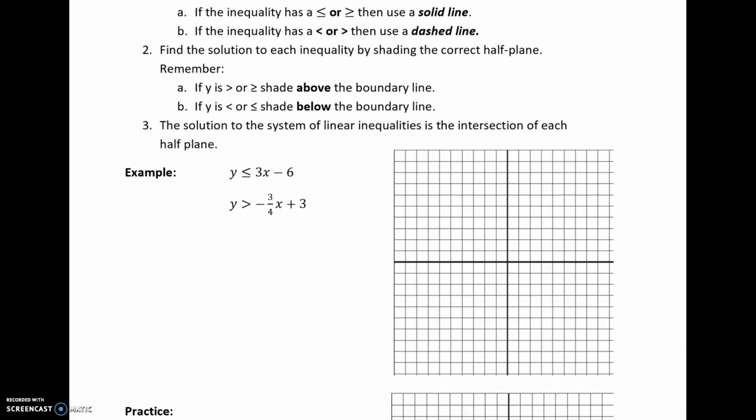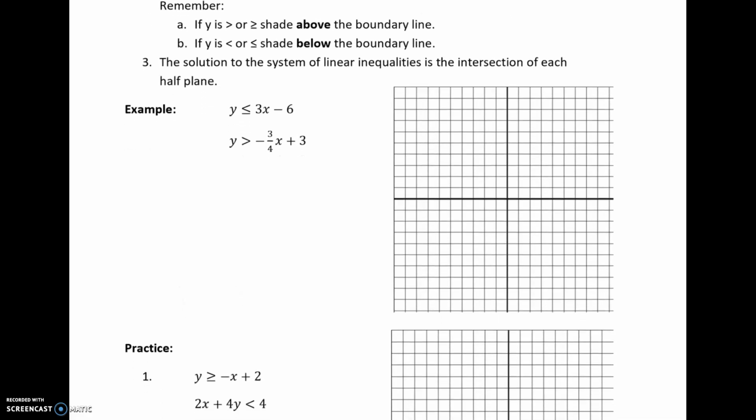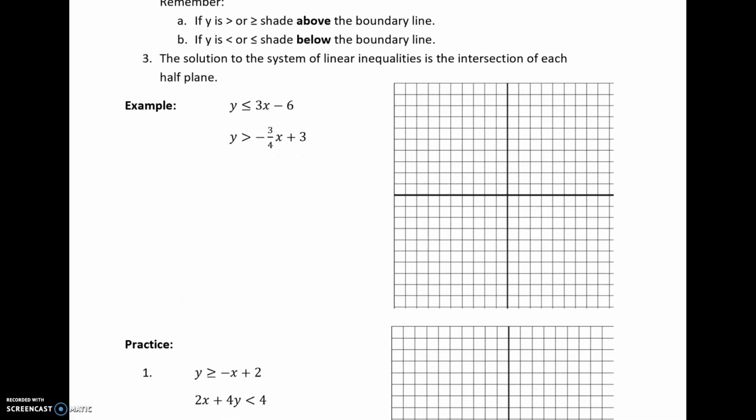If y is greater than or equal to, we'll shade above. If it's less than or equal to, we'll shade below. The solution to the system of linear inequalities is the intersection of each half plane. All right, so in the first example, we have y is less than or equal to 3x minus 6.